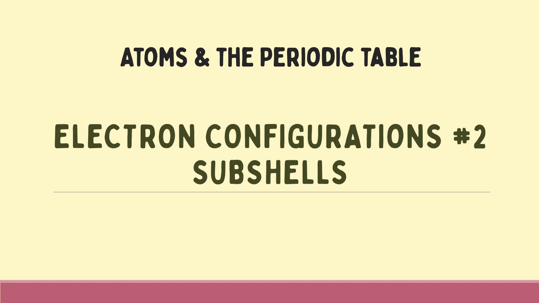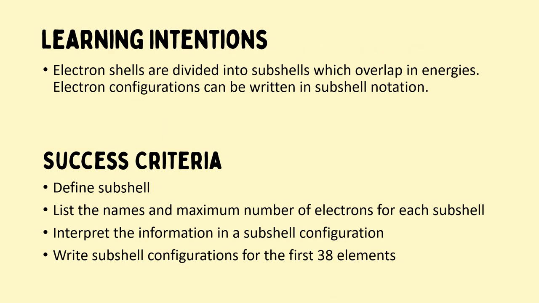In this video, we're going into more detail about electron configurations. We're learning about subshells. So the key learning tension is that electron shells are actually divided into subshells, which overlap in energies. And you can write an electron configuration using this new method called subshell notation.